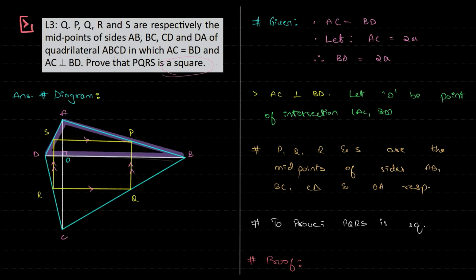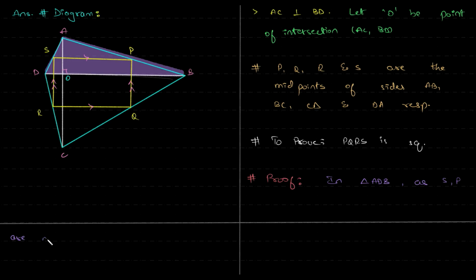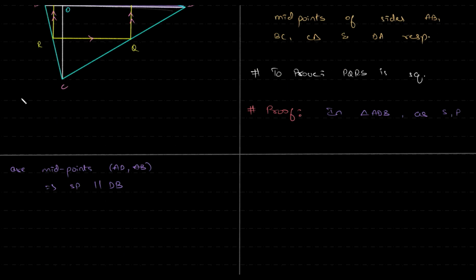I hope you guys know this. We have done this kind of question in your basic exercise questions and extra set of questions also. So what is it that we are looking at? We are looking at triangle ADB, as S and P are the midpoints of AD and AB. This implies SP is parallel to DB, right? This is as per the midpoint theorem.